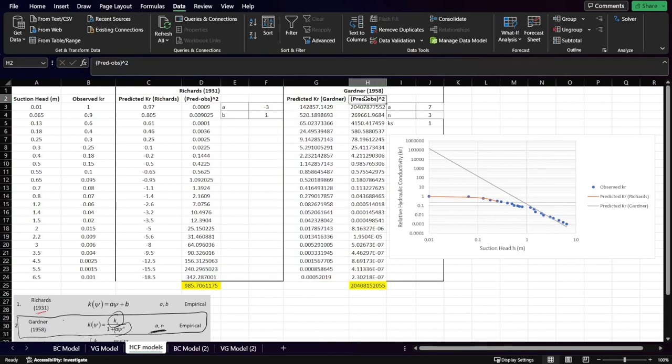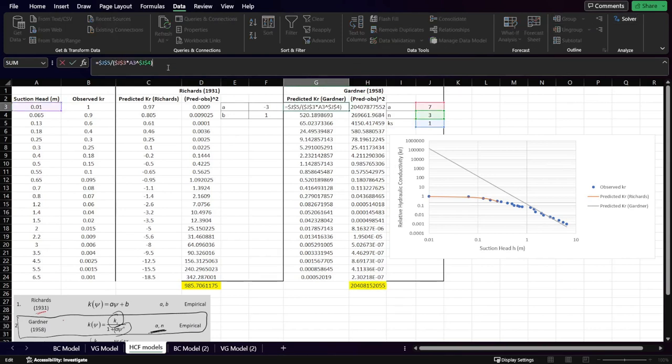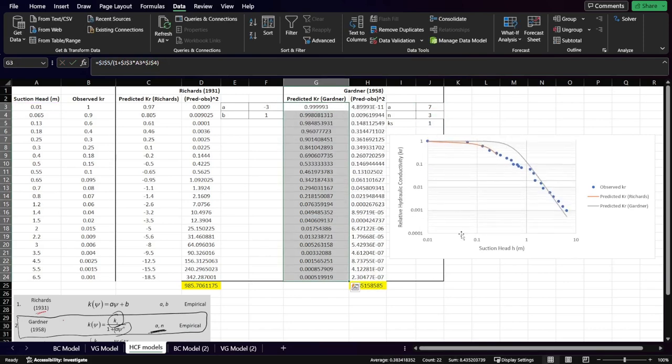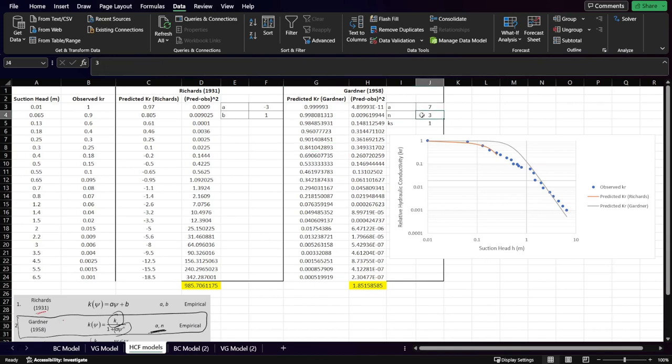First we obtain the predicted minus observed values, square them, and then sum the error. Before using the solver, let's check the formulation once again: Ks divided by 1 plus (a psi) to the power n. We forgot the 1 here, 1 plus a to the power, and now it is coming. Now the Gardner model, the gray line you see here, looks like this. Now we need to optimize these fitting parameters.